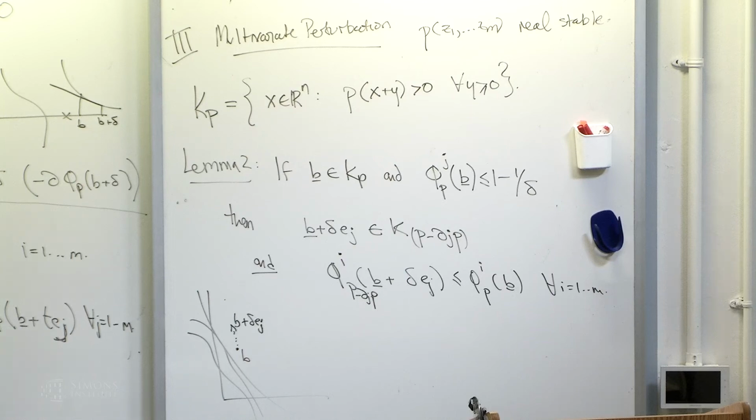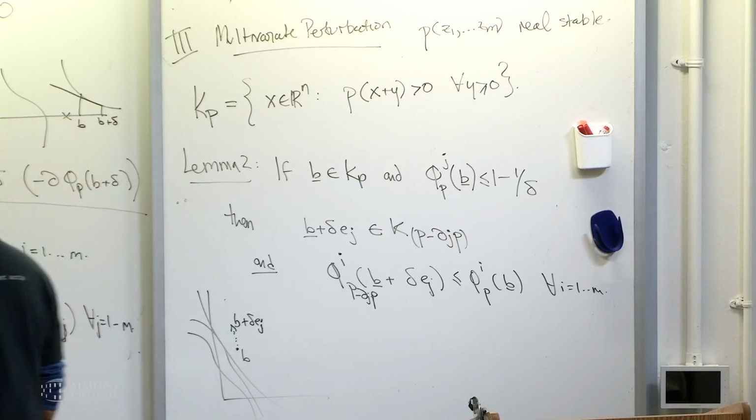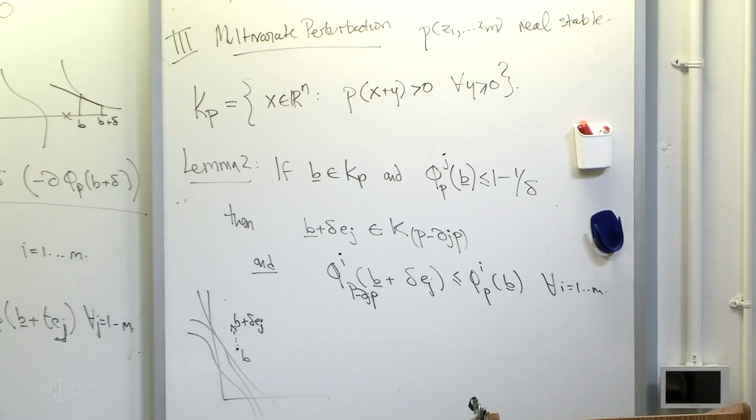Okay, so now the proof of lemma 2 is pretty much already on the board. Let me just show you that the same proof works, assuming lemma 1, assuming monotonicity and convexity. Okay, so what's the proof?